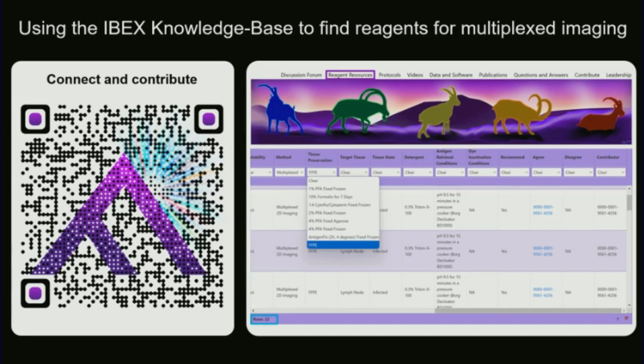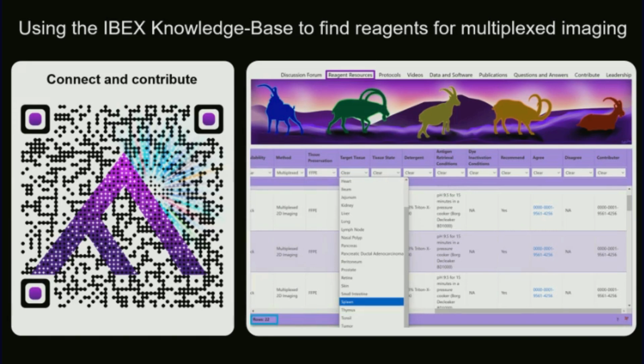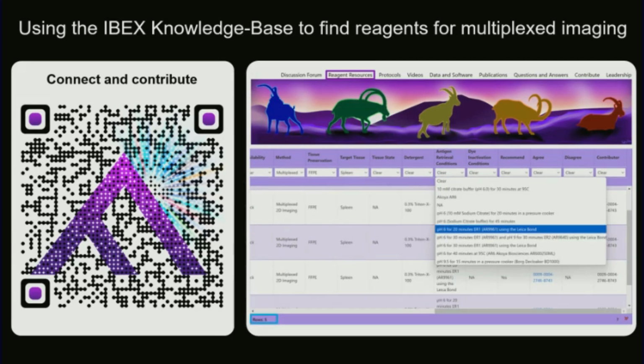We have the tissue preservation method, because that certainly influences the performance of the antibody. I really like what Elena said, that we record what target tissue did you validate the antibody, because that will influence the performance of the antibody, along with the tissue state, the presence of a detergent in the labeling and blocking buffer, as well, of course, of your antigen retrieval conditions. And for IBEX, because we're doing cyclic rounds, it's really important to record the dye inactivation conditions.